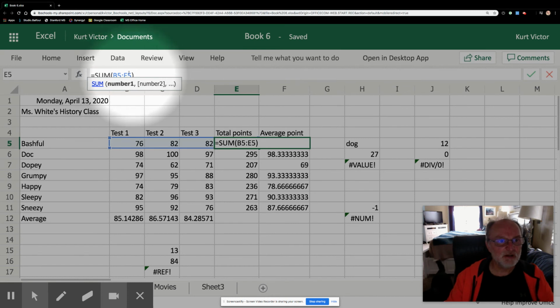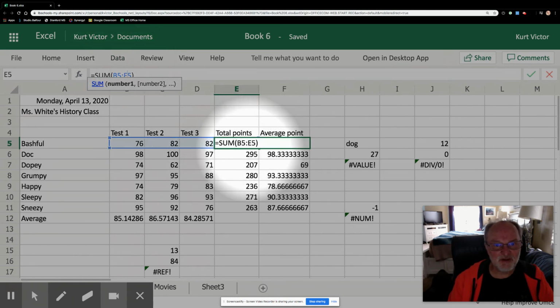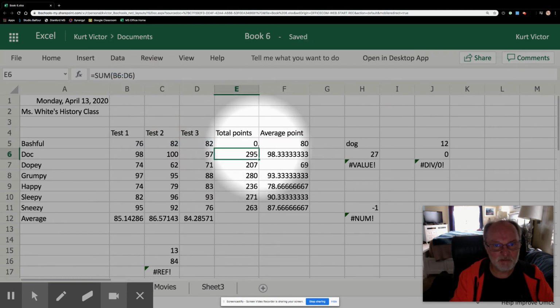But what if I accidentally extended this too far and I put the formula through cell E5. Notice that E5 is the same cell that the answer is. Let's see what happens when we try that. Oh, it gives us 0. Well, obviously 76 plus 82 is not 0, but the computer has found a circular reference. Sometimes it gives you an error message, sometimes it gives you a little dot in here, but it's not something that can be easily determined. So it just kind of gives up and gives you a 0.